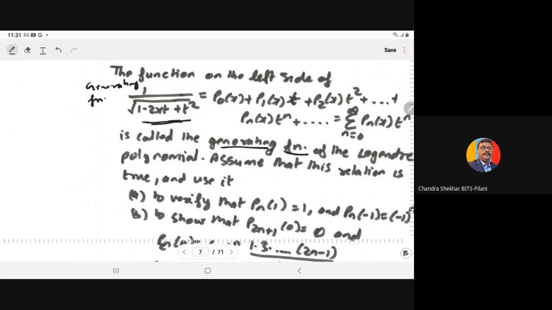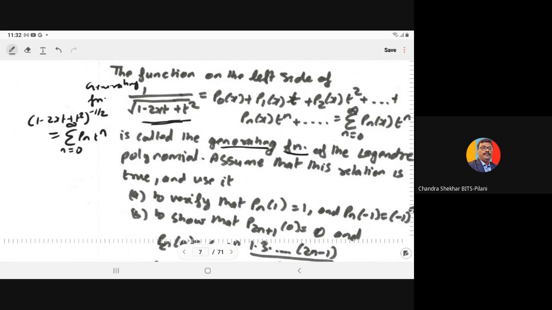This Pn you can generate by the function on the left hand side, that is 1 upon root of 1 minus 2xt plus t square. So what I am saying is that (1 minus 2xt plus t square) to the power minus half is equal to summation n is equal to 0 to infinity Pn t to power n. It means you can generate all order Legendre polynomials through the generating function. It is called the generating function of Legendre polynomials. Now you have to assume that this relation is true.